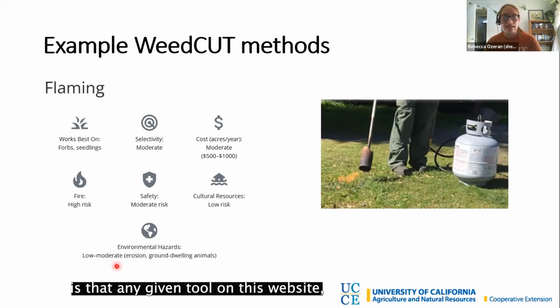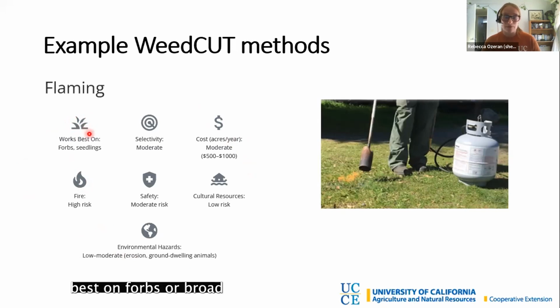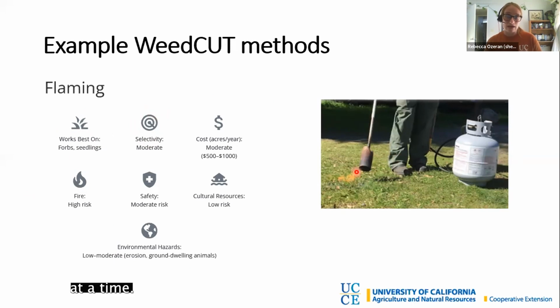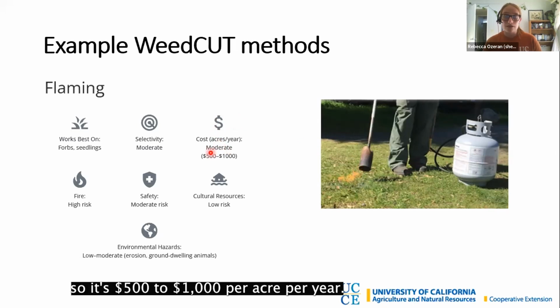Now, what I wanted to share here is that any given tool on this website, if you click on the weed control option, it'll have a little summary like this at the very top. It talks about what kinds of plants it will work best on. This one works best on forbs or broadleafed plants and seedlings, so anything that's really small, young, and delicate. Then the selectivity, or how particularly it can attack a single plant or your target plant. This is moderately selective. You're aiming by hand, but you're still impacting an area at a time. So if there's a desired plant right next to a weed, you might be killing more than just the target plant. The cost here is considered moderate, at $500 to $1,000 per acre per year.